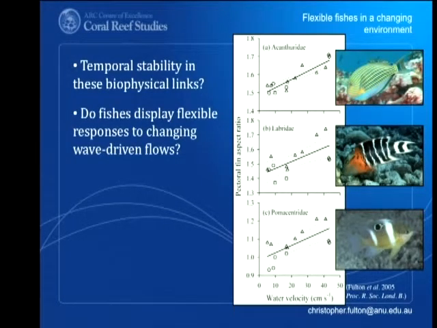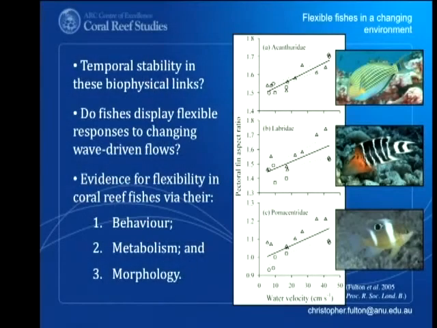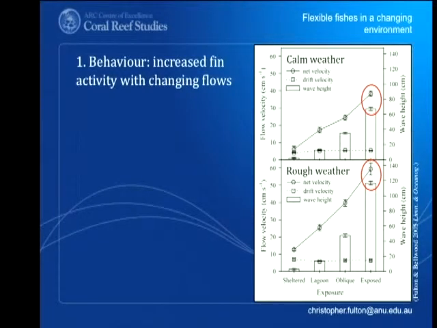And the question is, do fishes display some flexibility in their response to wave-driven flows? And today I want to show you some evidence for that, certainly in a range of different traits, and I'm just going to provide three short examples of how they're showing flexibility in behaviour, metabolism, and their morphology when it comes to changing physical environment in terms of wave energy. So waves change a lot. You've all worked at or in or on coral reefs, and you've noticed that from one morning to the next, or even within the one morning, you can have a calm weather condition, low wave heights, and within the matter of hours, that can double or triple.